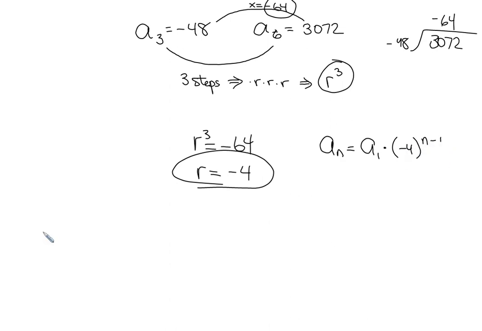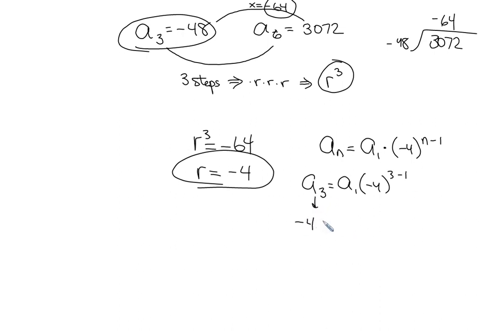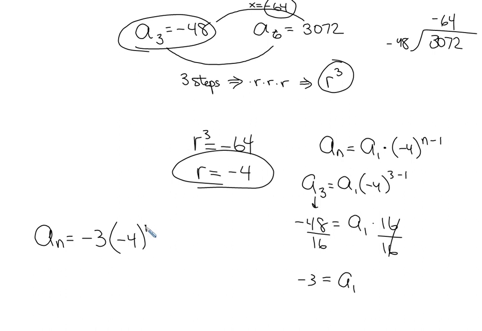How are we going to find a1? What did we do on the arithmetic version to find the first term? Plugged in one of our points. So plug in one of your values. So a sub 3 is equal to a1 times negative 4 to the 3 minus 1. A sub 3 is really what? Equals a1 times negative 4 squared is 16. Divide both sides by 16. And you get a1 equals negative 3. So your final answer is an equals a1 times r to the n minus 1.